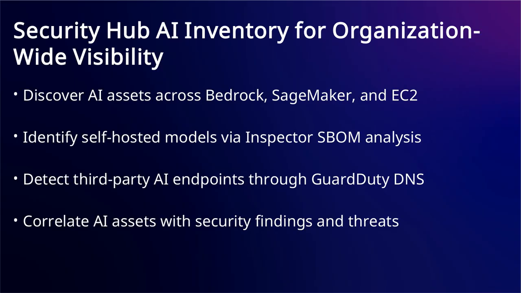Organizations deploying AI agents, models, and pipelines often lack centralized visibility into what AI assets exist across their environment. Without this visibility connecting AI assets to active threats and misconfigurations, you cannot secure what you don't know exists. Security Hub AI Inventory addresses this by automatically discovering and cataloging AI workloads through 3 methods.